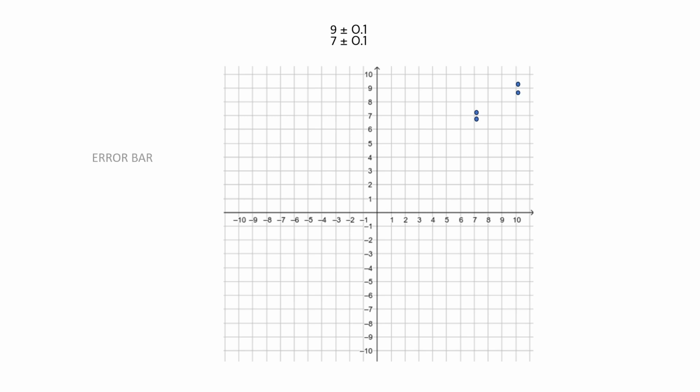This type of graph is called an error bar. What is an error bar? Error bars are a graphical representation of uncertainty or variability in a set of data points. They are often used in scientific plots to indicate the precision of the data being plotted. The error bars are usually plotted as vertical or horizontal lines. Here you can see that I have plotted vertical and horizontal lines, extending from the data points on a graph. Now the length of the error bar indicates the degree.